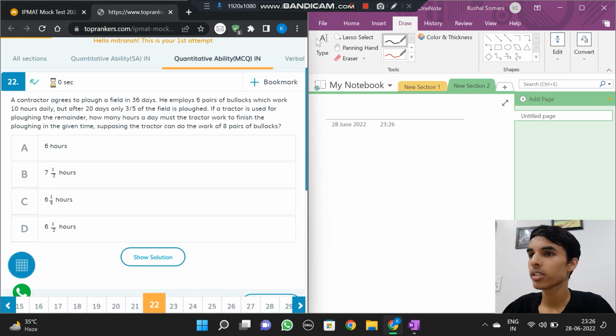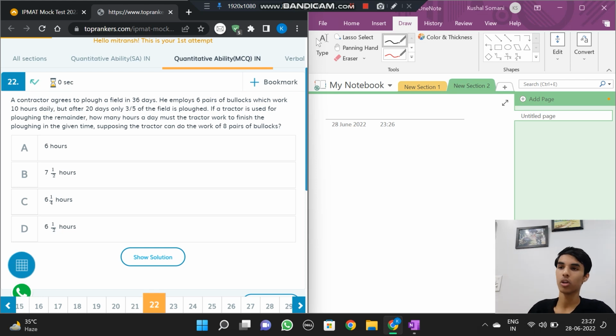The next question says that a contractor agrees to plow a field in 36 days. He employs 6 pairs of bullocks which work 10 hours daily, but after 20 days, only 3/5 of the field is plowed. If a tractor is used for plowing the remainder, how many hours a day must the tractor work to finish the plowing in the given time, supposing the tractor can do the work of 8 pairs of bullocks? It's a big question, I can understand, but it's not a difficult one. I think we can solve it easily.